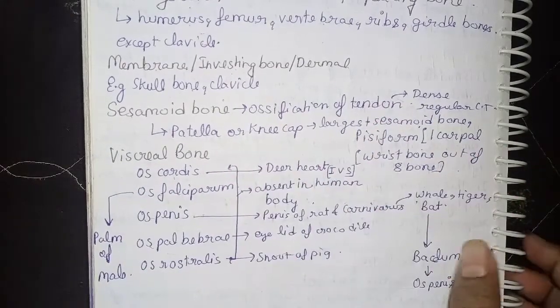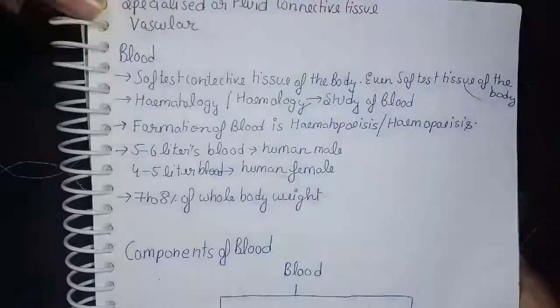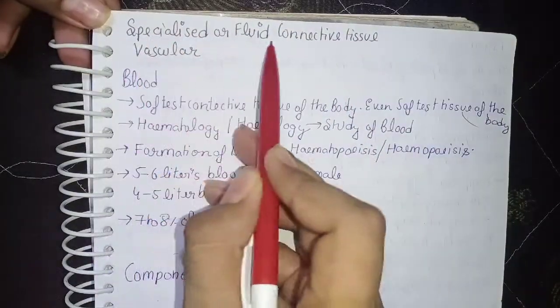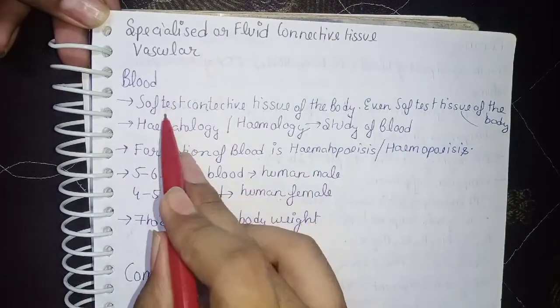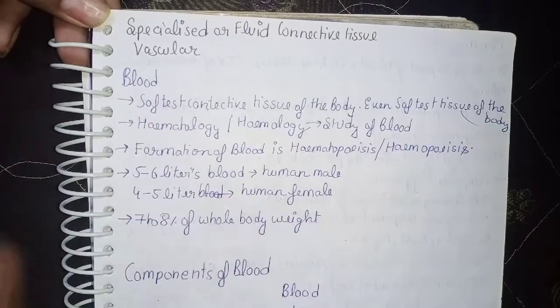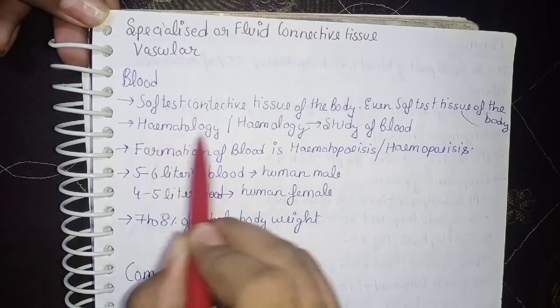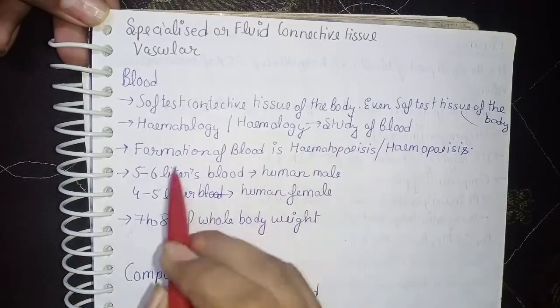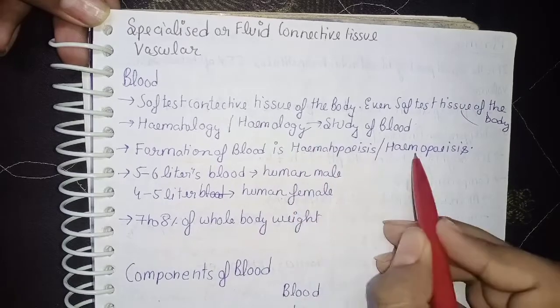This completes our topic on bone. Now coming to the topic of specialized fluid connective tissue, that is blood. The softest connective tissue of the body is called blood. Study of blood is called hematology. Formation of blood is called hematopoiesis or hemopoiesis.